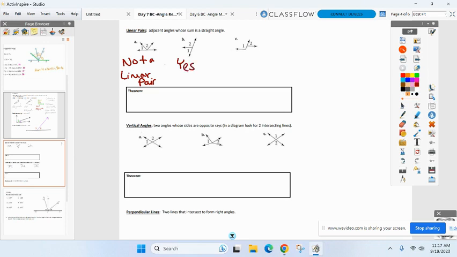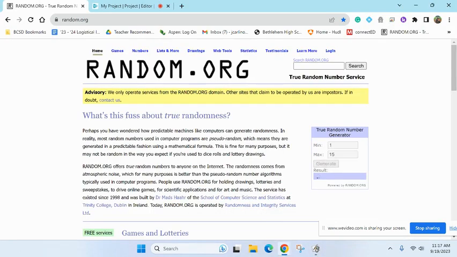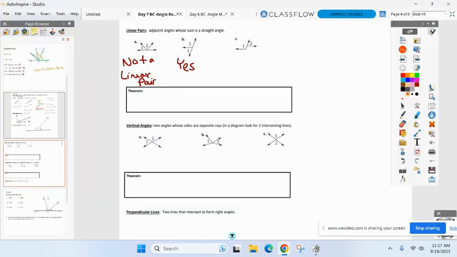How about C? Would C, do you think, be a linear pair? No. What's your thought? Yes, no? Ian? No. Well, first of all, are they even adjacent? They don't have the same vertex, so they're not even adjacent. So forget about if they form a line or not.